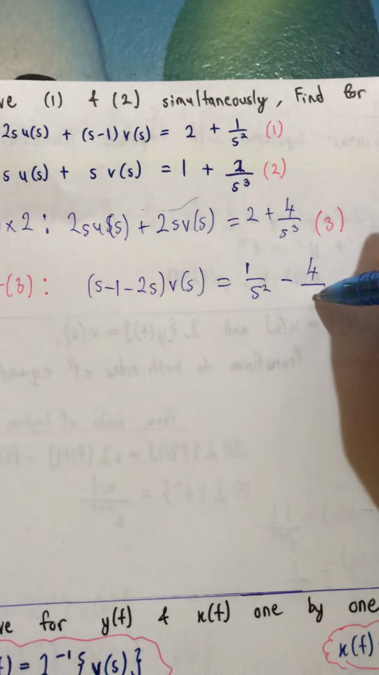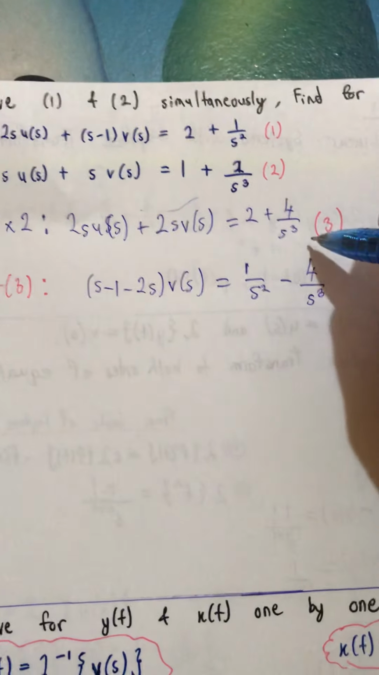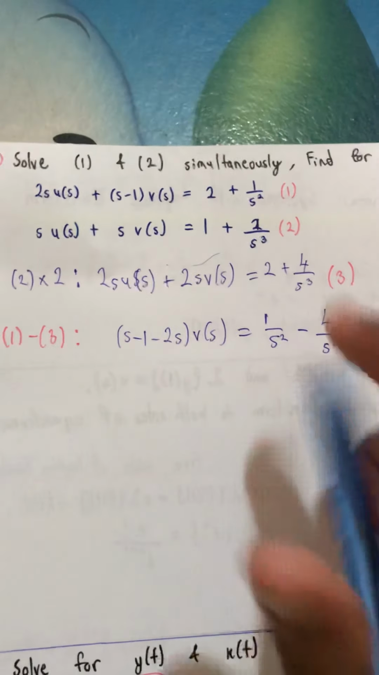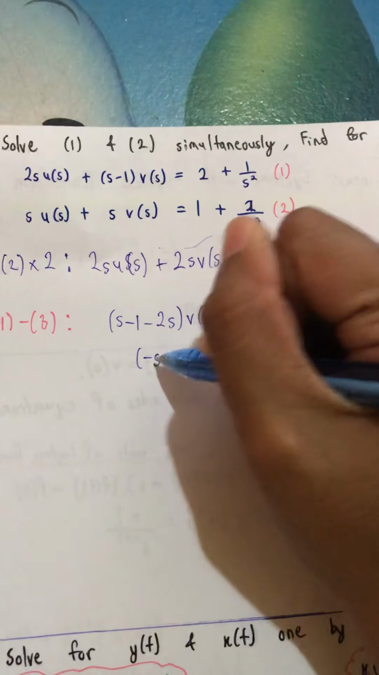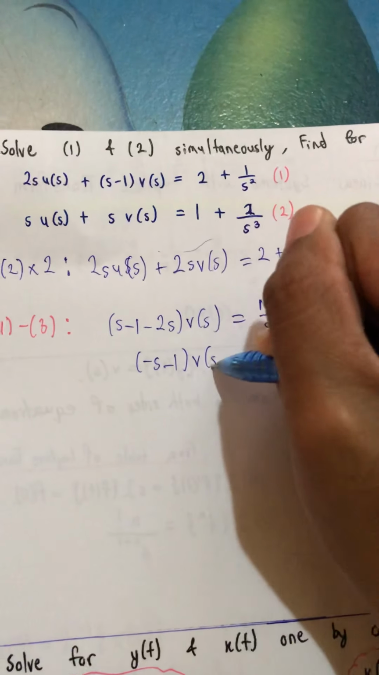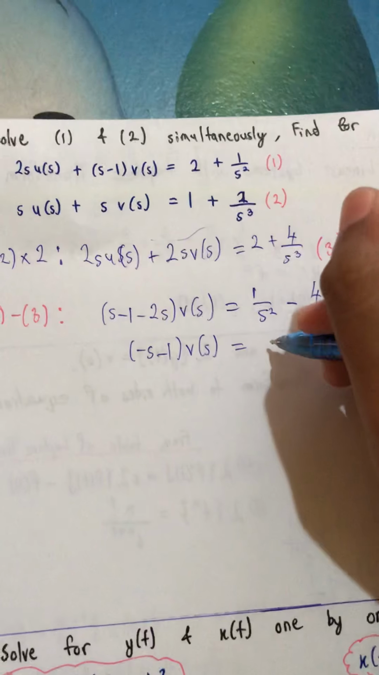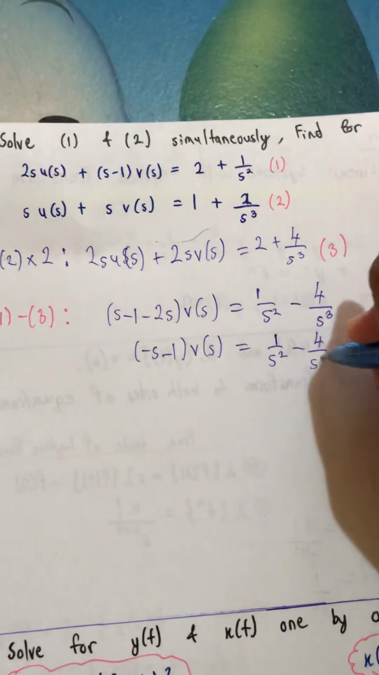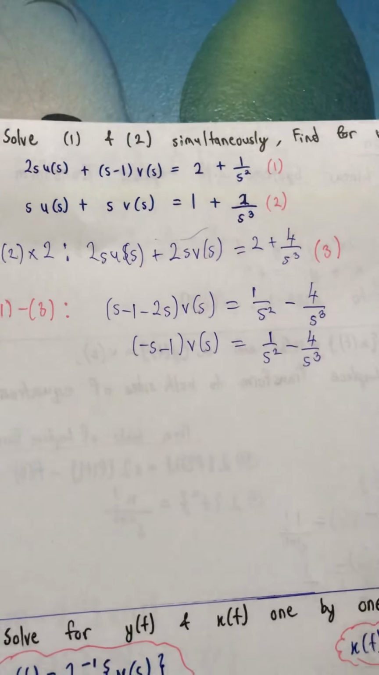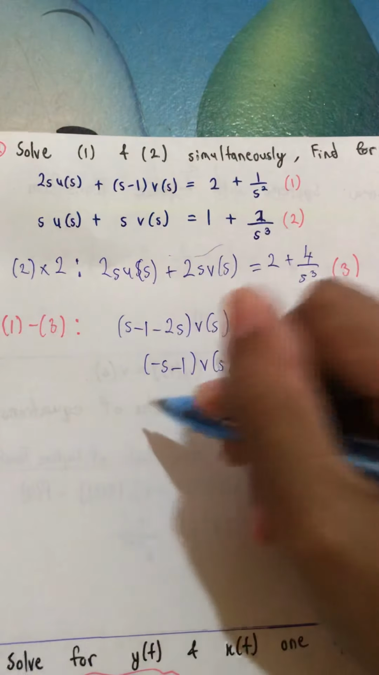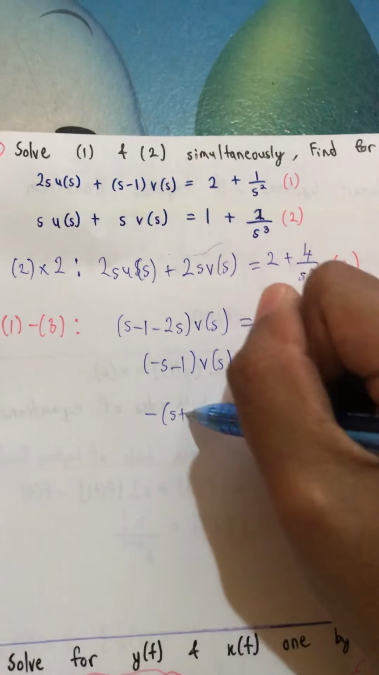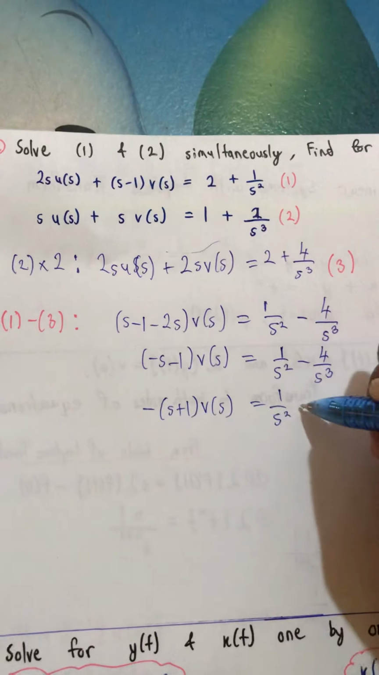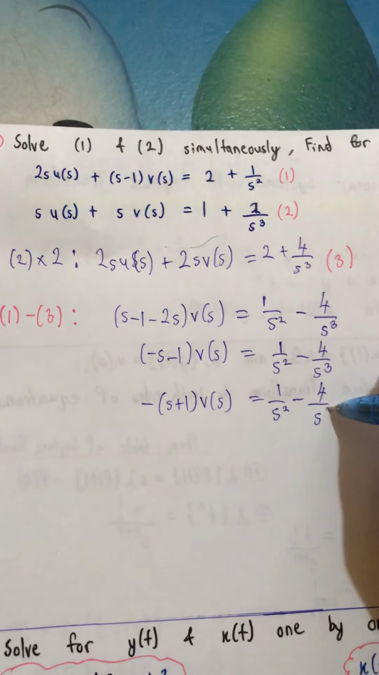4 over s cubed. So here, we try to simplify this, so we get minus s minus 1 vs equal to 1 over s square minus 4 over s cubed. And then here we can bring out the minus, so we get minus s plus 1 vs equal to 1 over s square minus 4 over s cube.